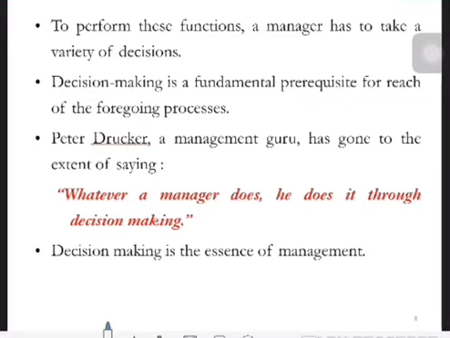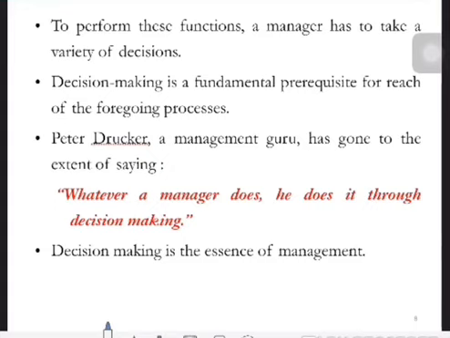So decision making is a fundamental prerequisite for each of the following processes. When you plan, you have to make decisions. When you organize, you have to make decisions. When you staff, we have to make decisions. When you lead, we have to make decisions. When you control, we have to make decisions. So it's a prerequisite for all managerial functions.